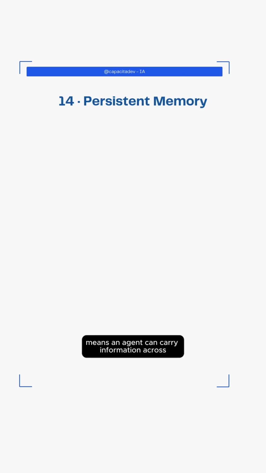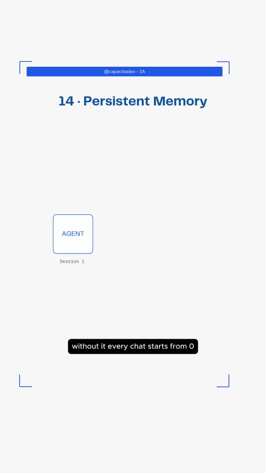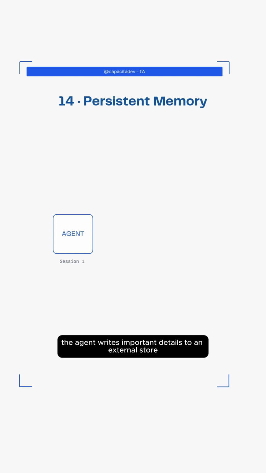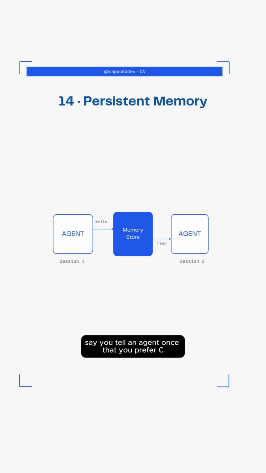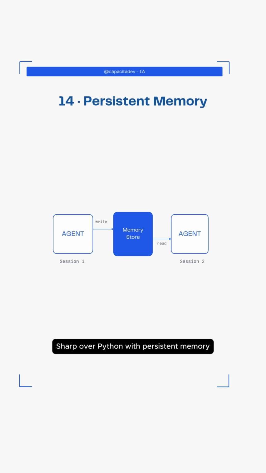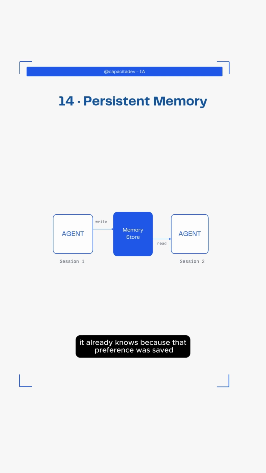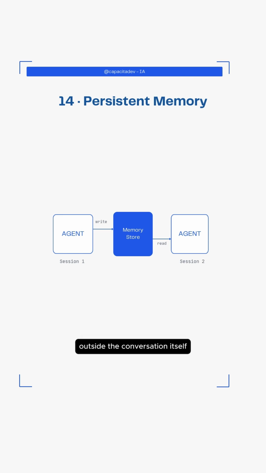Persistent memory means an agent can carry information across separate conversations. Not just within a single session. Without it, every chat starts from zero. With it, the agent writes important details to an external store. And the next time you talk to it, days later even, it reads that store back. Say you tell an agent once that you prefer C# over Python. With persistent memory, it doesn't ask again next week. It already knows. Because that preference was saved outside the conversation itself.